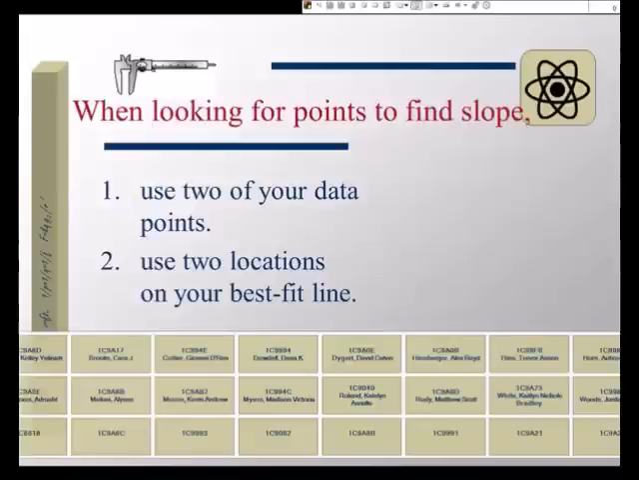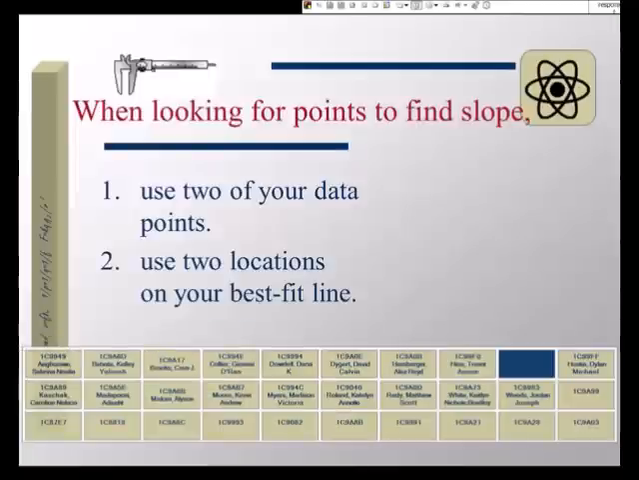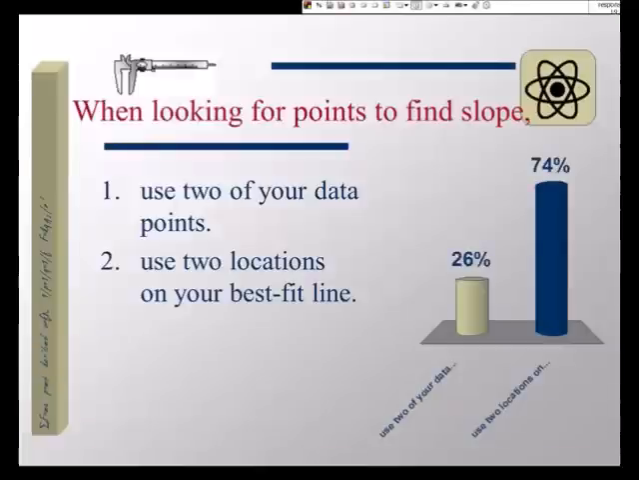A couple questions though. When you're looking for those 2 points to get your slope, should you pick 2 actual data points off your data table and use that to get the slope? Or is it better to use 2 locations that are on your best fit line? Yeah, it looks like we're not quite sure about this one. The majority of you do have it. You want to use locations on your best fit line. You never want to use data points to get your slope.